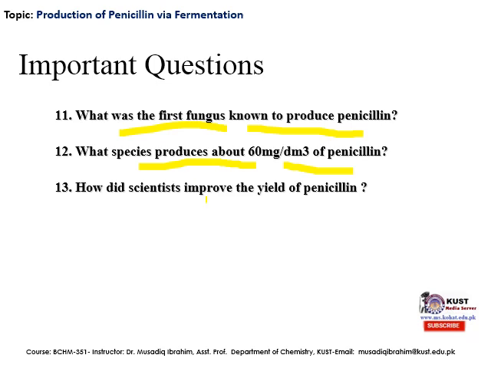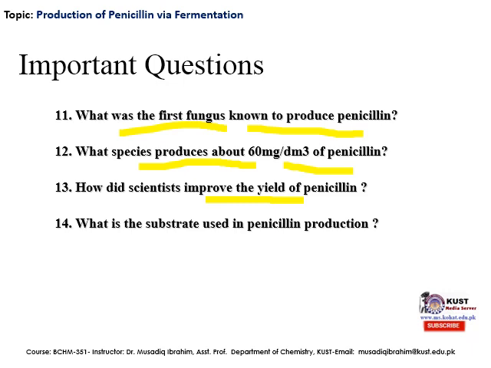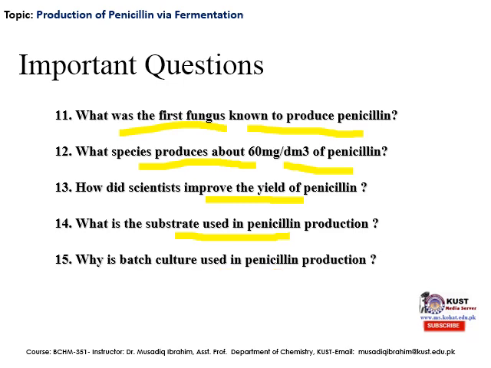How did scientists improve the yield of penicillin? There is a specific process, and you should know the name of that process by which the penicillin yield is improved. What is the substrate used in penicillin production? Here we are talking about the parts of the nutrition or media. And why is batch culture used in penicillin production? As we know, we have batch culture and continuous culture. So why are we using batch culture? You need to look up the answer to this question.